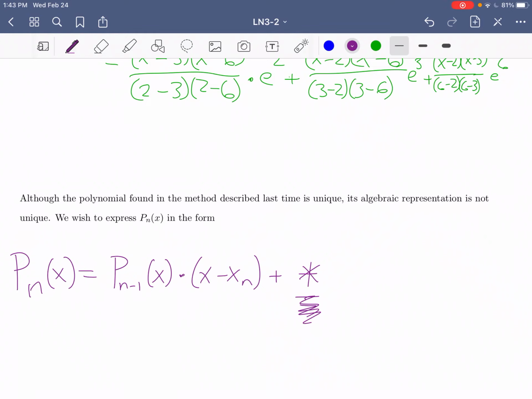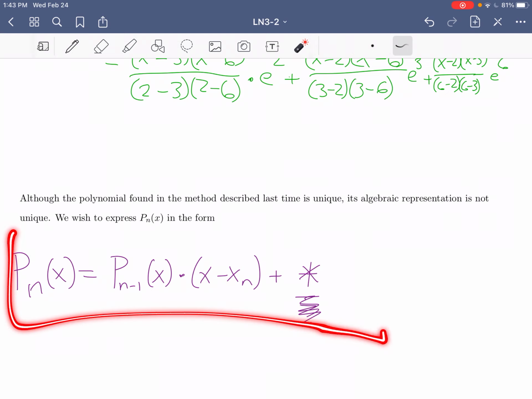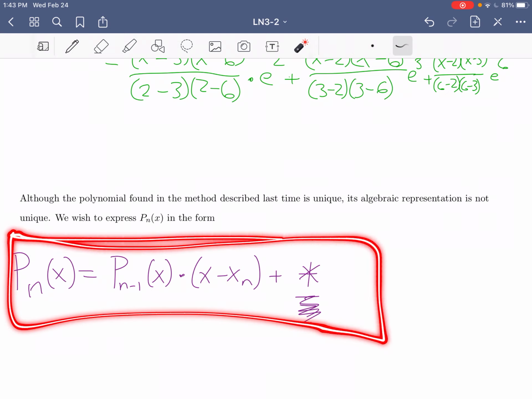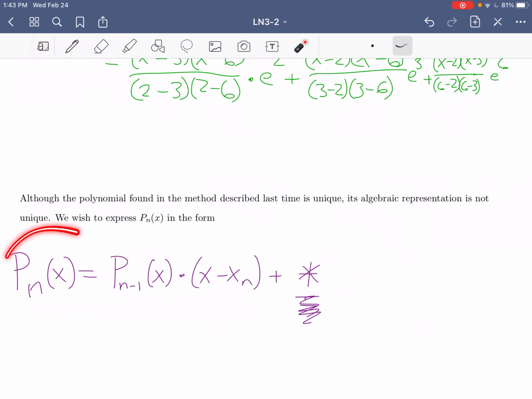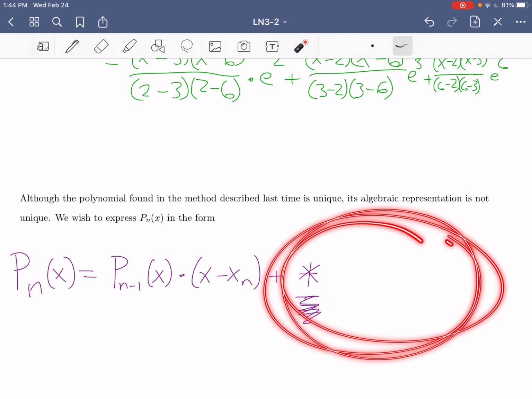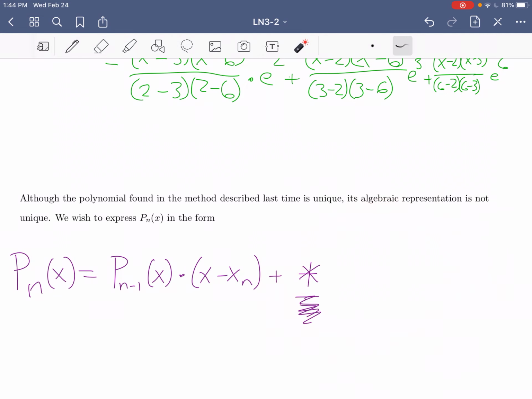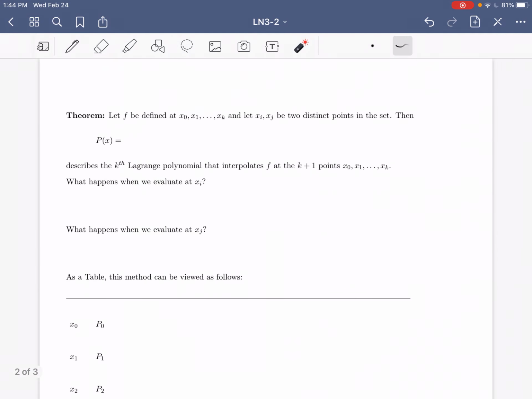Here we're going to continue looking at how we recursively develop these Lagrange polynomials. This is the form that we are hoping to get. We're hoping to say that our next Lagrange polynomial, when we add one more node, is our previous Lagrange polynomial times x minus the new node, plus some other business. We need to think about what that other business is, and our next theorem is going to address that for us.